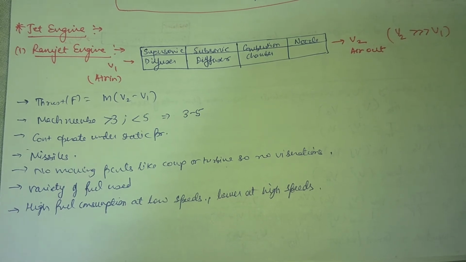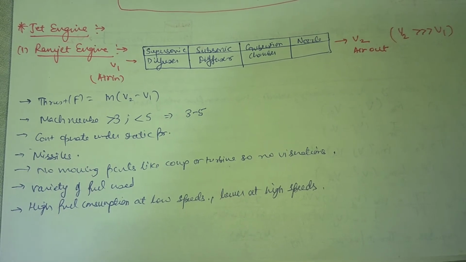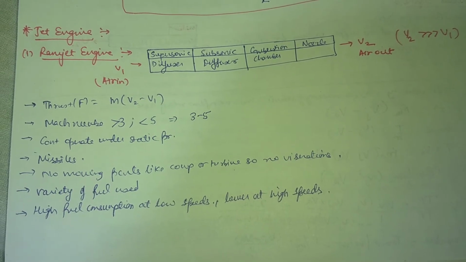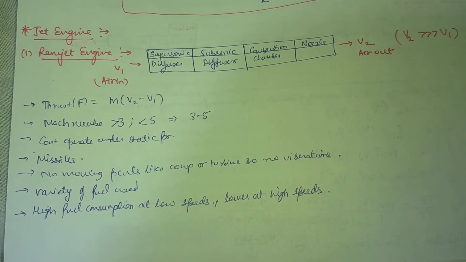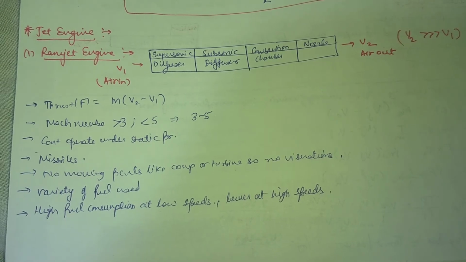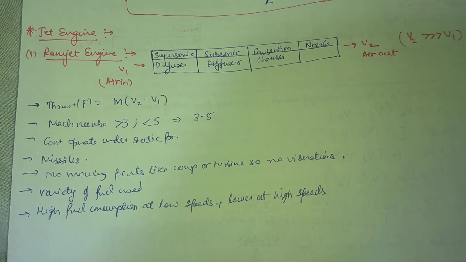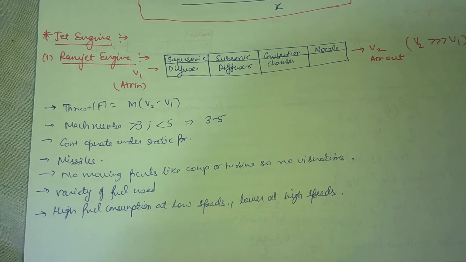I hope the figure shown below is clear to you. Now the topic at hand is the ramjet engine. It consists of four parts as you can see in the figure, namely supersonic diffuser, subsonic diffuser, combustion chamber, and the last part is the nozzle.